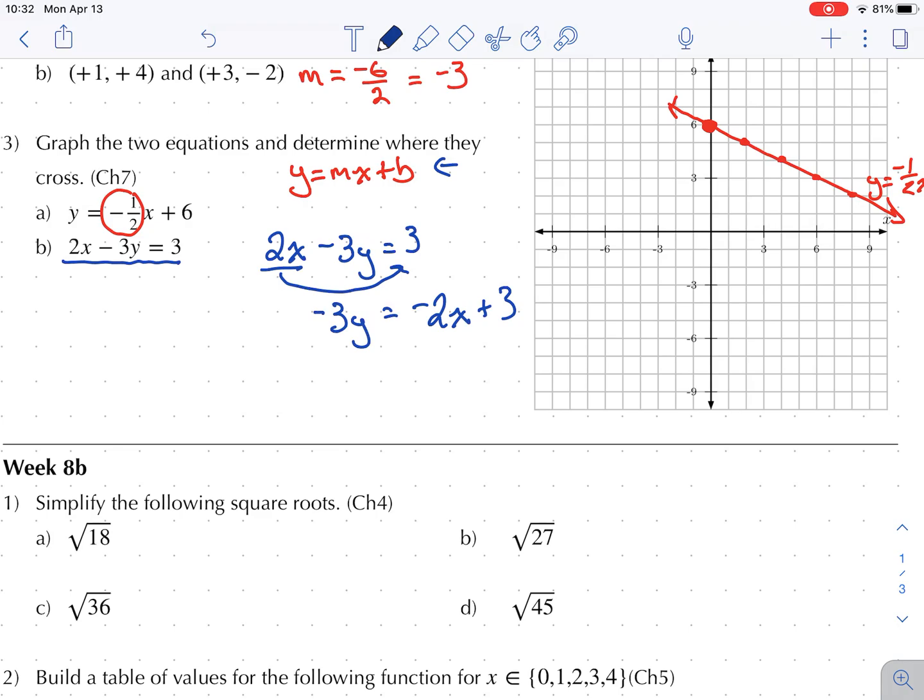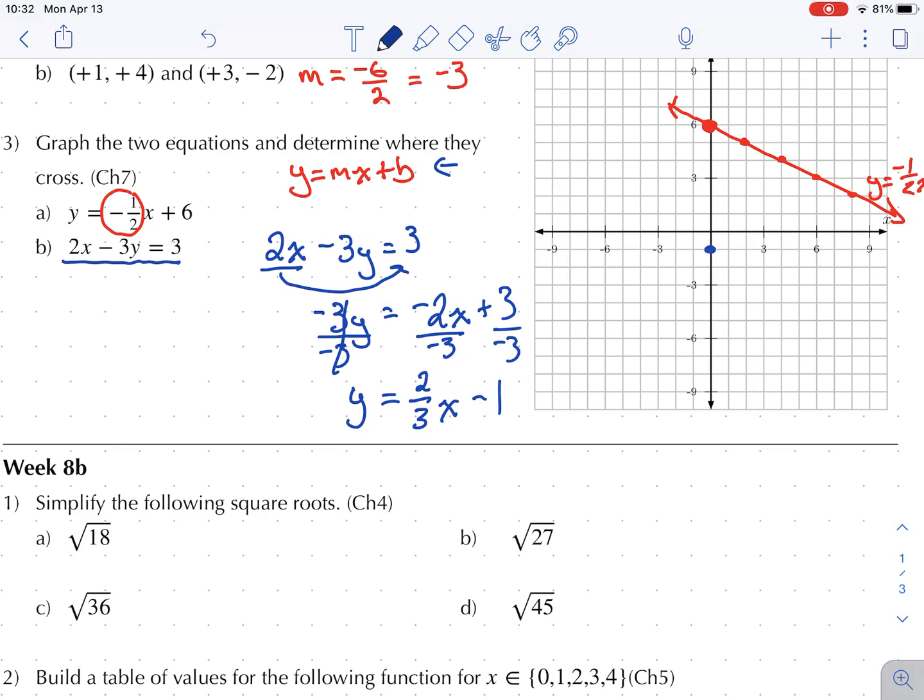I just subtracted my 2x from one side to the other side. Now I divide every term by minus 3. And it'll cancel out there, and we'll have y is equal to negative 2 divided by negative 3. We want to leave this as a fraction, so we get 2 over 3x subtract 1. Now it's in our form y equals mx plus b.